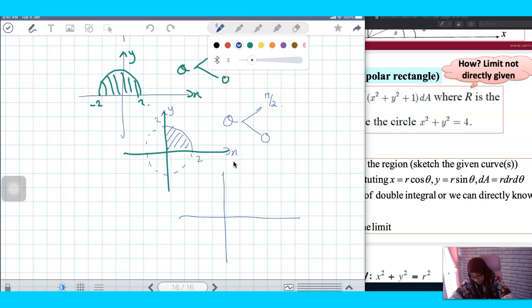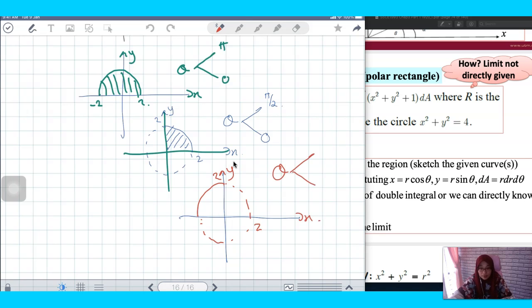Let's say your region is on the second quadrant, but also part of the circle with radius 2, on the xy-plane. So how about the limit of theta? The limit of theta is from 90 degrees, which is pi over 2, to pi.